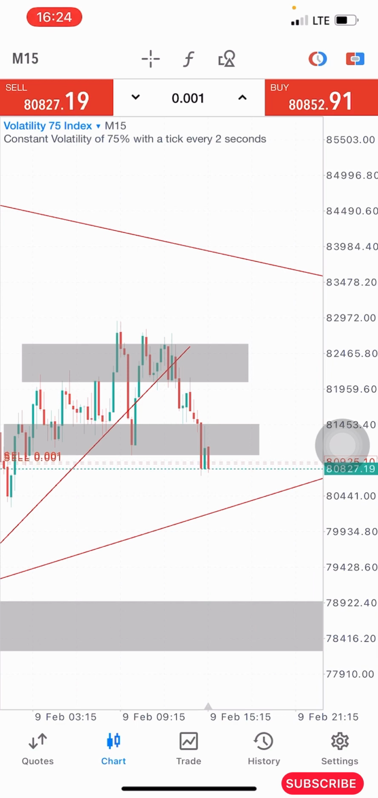Okay, this is a strategy also. It's called the top down analysis. All right, so with this you have a broad understanding of what the market is doing before you take entry into the market. All right, so I just said I should quickly share this with you guys today.